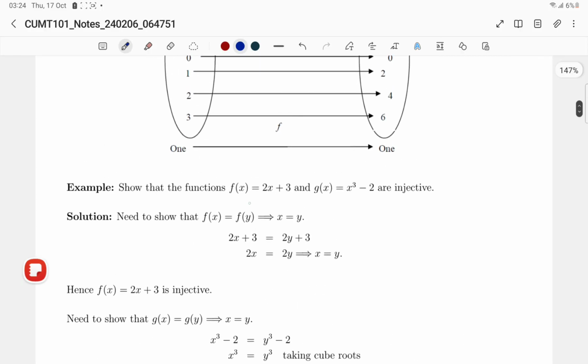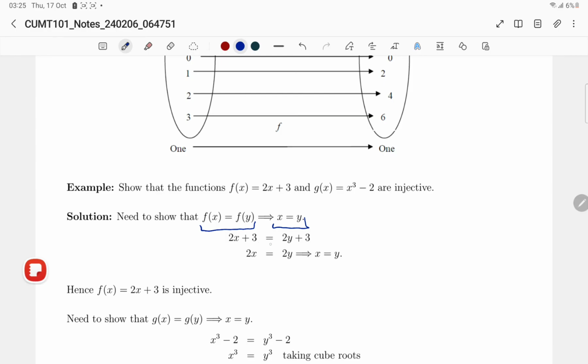Show that the function f of x is equal to 2x plus 3 and g of x, which is x to the power of 3 minus 2, are injective. For us to show that, we have to start from f of x being equal to f of y, and it should give us x is equal to y. So in this case, our f of x is equal to 2x plus 3, and our f of y is equal to 2y plus 3.